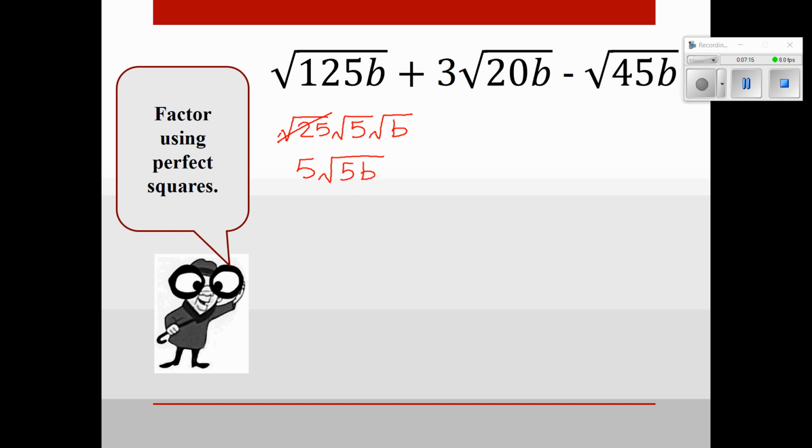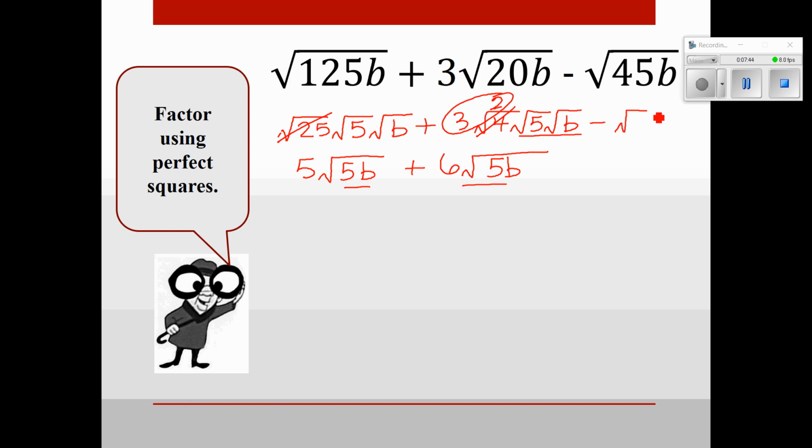With our next term, we have 3 times the square root of 20b. 20 can be broken down into 4 times 5. And then we have the b. I can take the square root of 4, which is 2. I can multiply these together, so I'd have 6 on the outside. And underneath, I have 5b. Notice that I have like radicals already. Let's look at the last term.